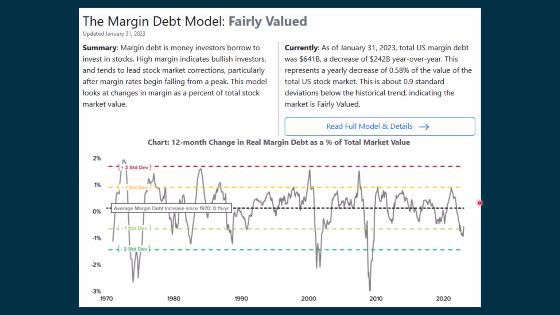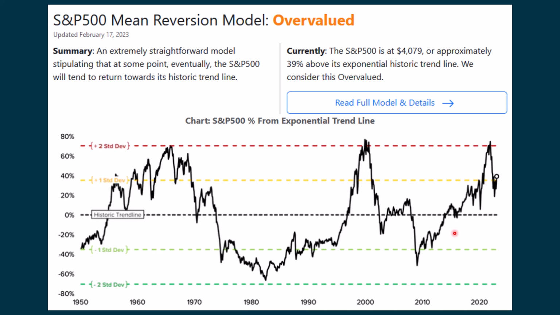Margin debt, which hasn't been updated in a while, this is as of the end of January, shows that we're fairly valued. We did cross down below this green line and we were undervalued. Well, as the market started going up in the early part of 2023, we're seeing more folks using margin to buy stocks. The S&P mean reversion model, the black dashed line, is just a historic trend line of what is the price of the S&P 500 on an average basis. When we get too far away from that, we're becoming overvalued, and right now we're just above this dashed yellow line.